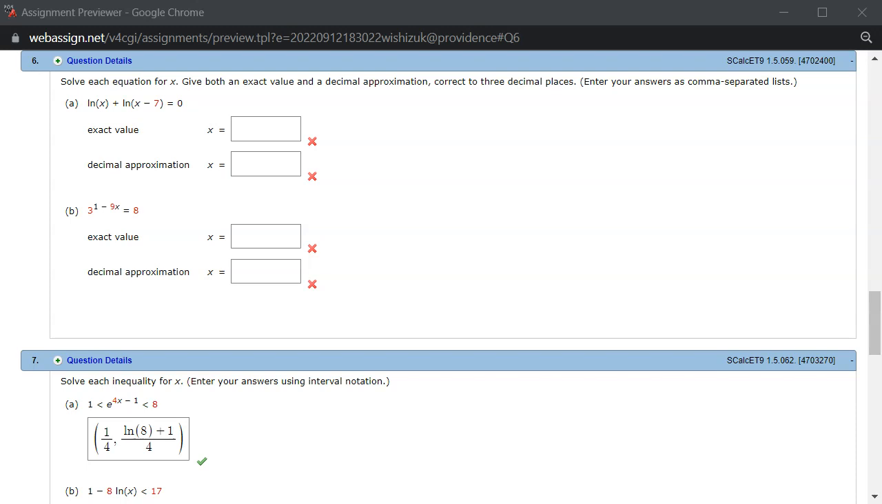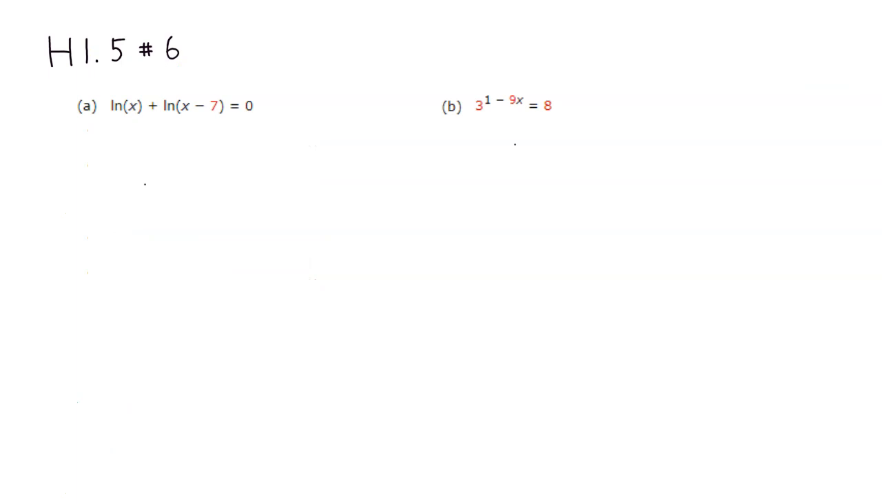All right, let's look at homework 1.5, problem number 6. So let's solve these equations involving log functions and exponential functions. Let's do part A.